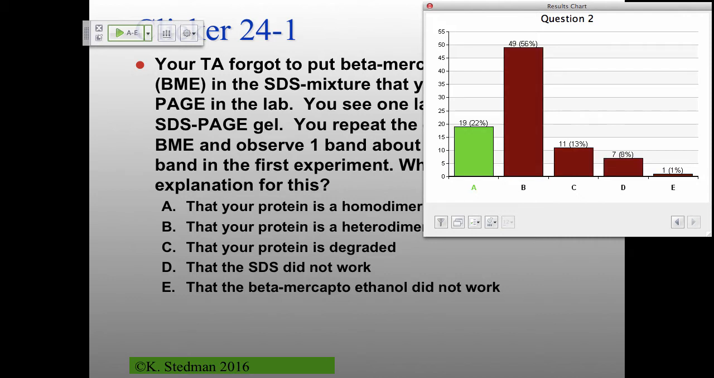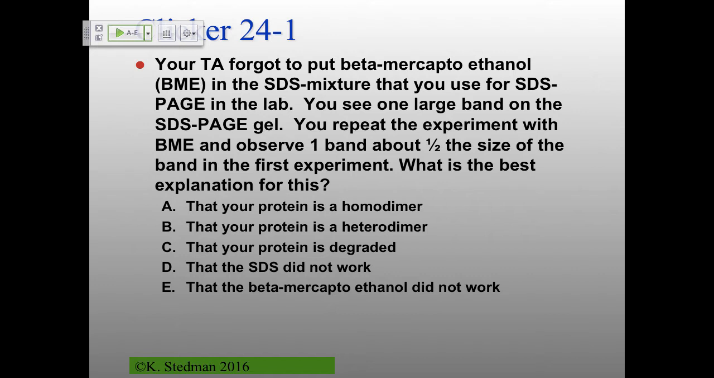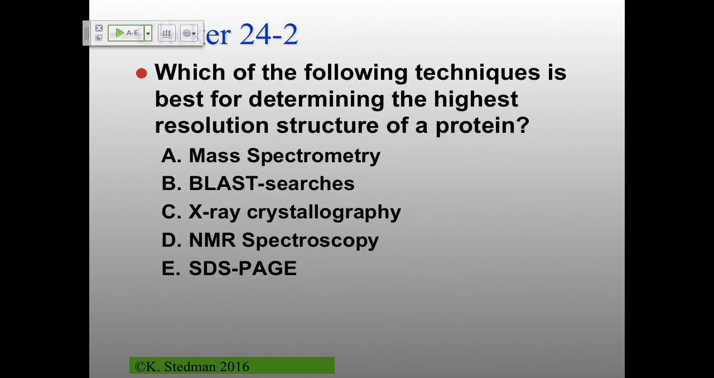So, second question for today. Which of the following techniques is best for determining the highest resolution structure of a protein? Mass spectrometry, blast searches, X-ray crystallography, NMR spectroscopy, or SDS page?